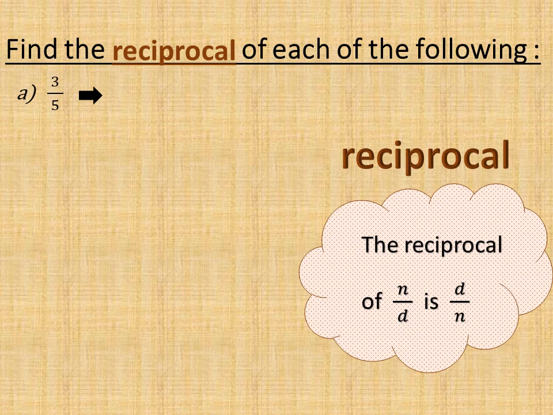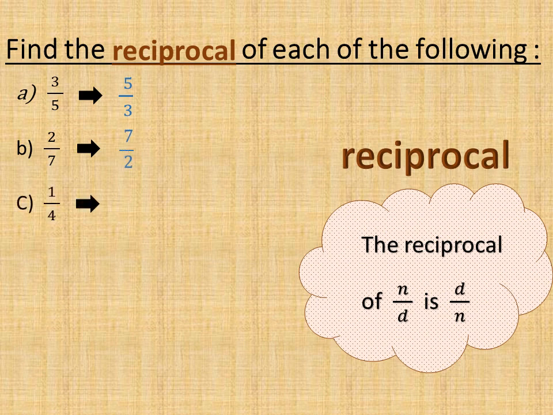Letter A, 3 over 5. So its reciprocal is 5 over 3. Just flip the fraction. Letter B, 2 over 7. Its reciprocal is 7 over 2.